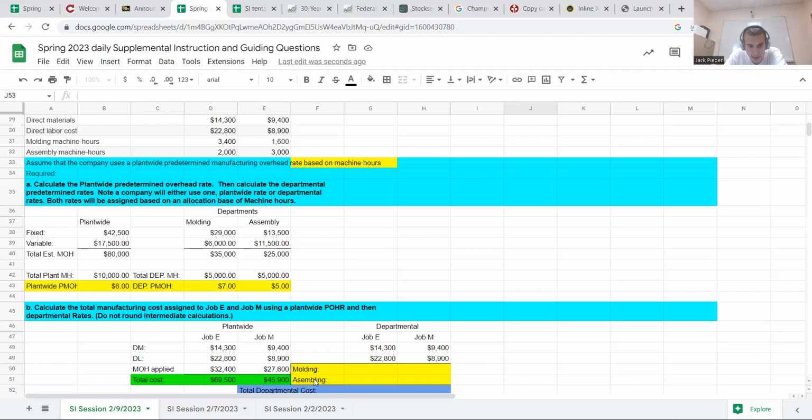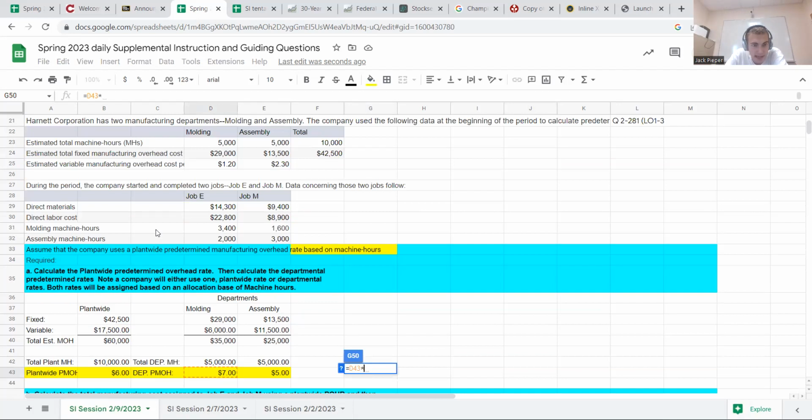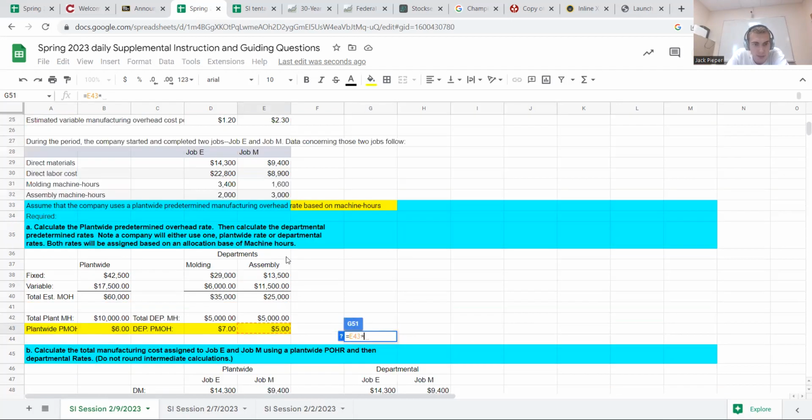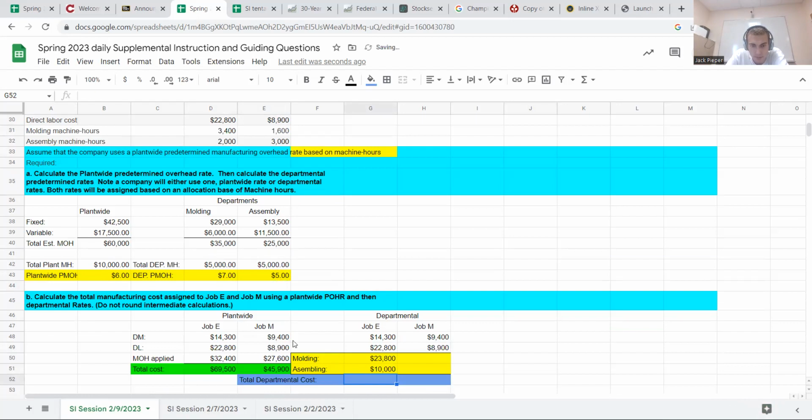So now I broke down the overhead into molding and overhead in assembly, because I want to make sure that I'm showing you the differences between the two. Okay, so for molding, we'll take our molding predetermined overhead rate via the department, multiply it by the amount of molding hours we incurred in job E. Okay, then we'll take the assembling, but equals, we'll multiply the assembling predetermined overhead rate times the number of machine hours in the assembly department.